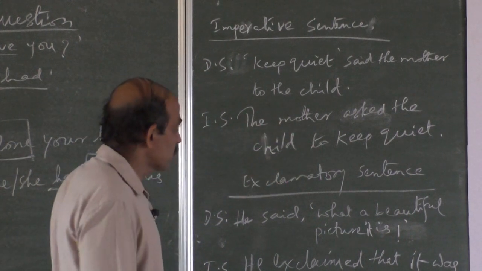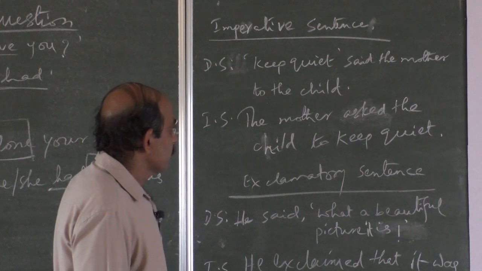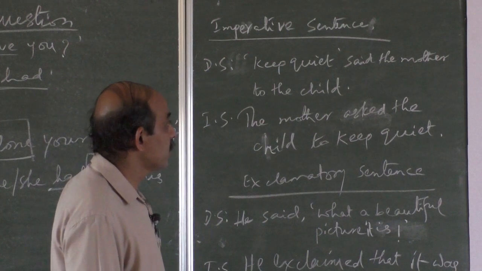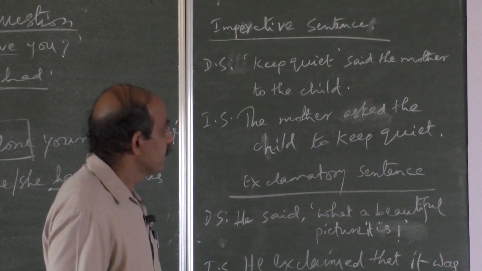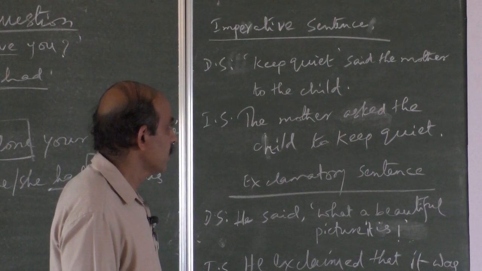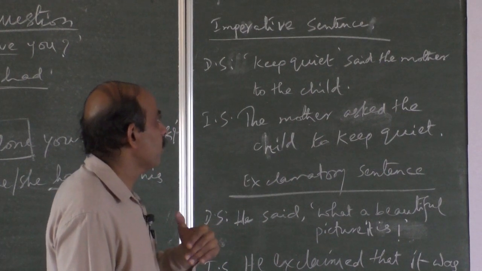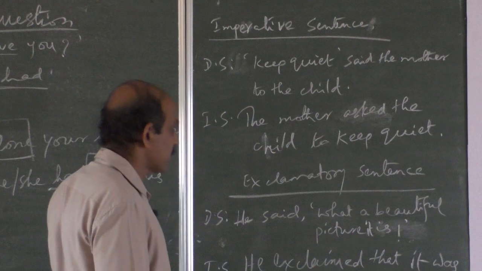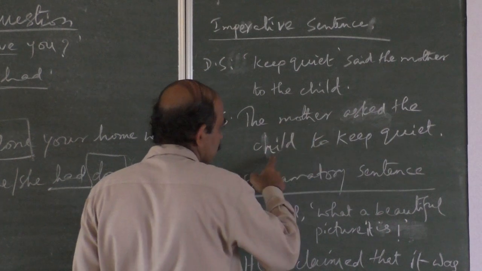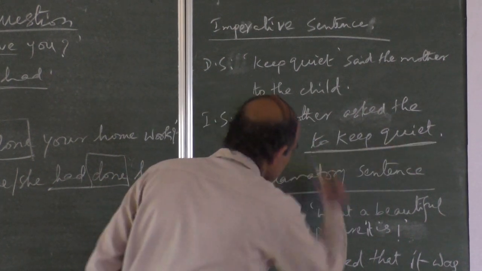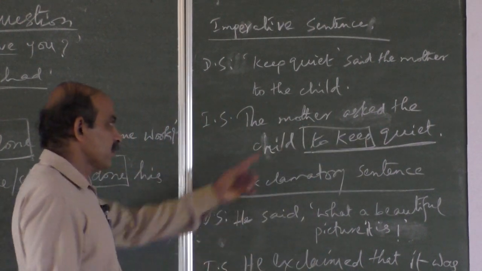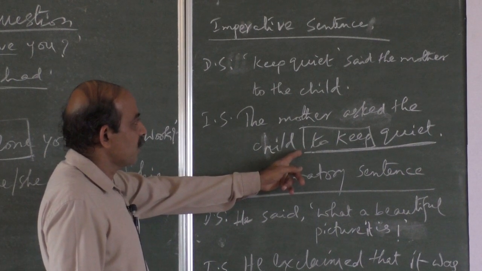Some of you may ask a question, sir, why is it asked? Because it is a child anyway. There need not be an order or command to a child. That is why a request is also possible. An asking is also possible, because it is a child. Considering the context, asked is acceptable. The child should not be hurt by the mother. The mother asked the child to keep quiet. So this is what I have said. To keep is an infinitive construction, and it doesn't have any subject in front of it.